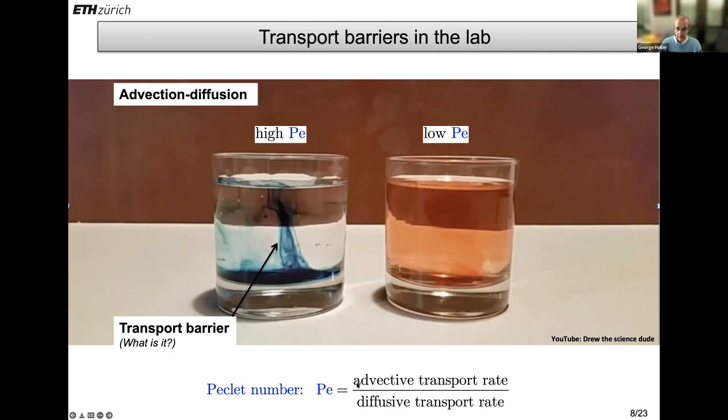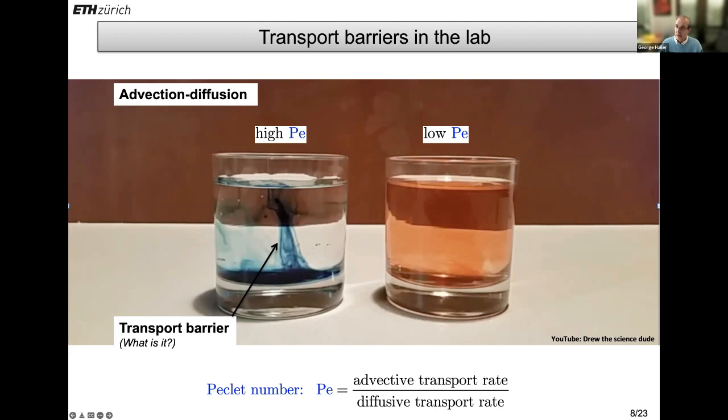The Péclet number is roughly the advective transport rate divided by the diffusive transport rate. So if that is a low number, that means diffusion dominates advection. And sure enough, after some time elapses, you see almost perfect mixing because diffusion is really at work.